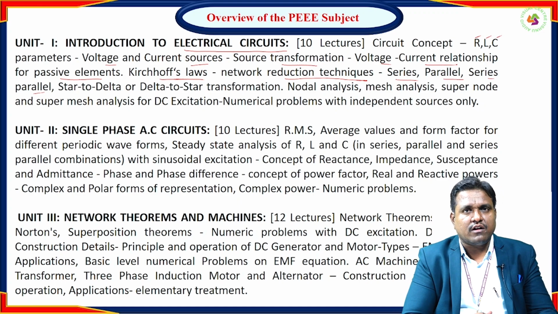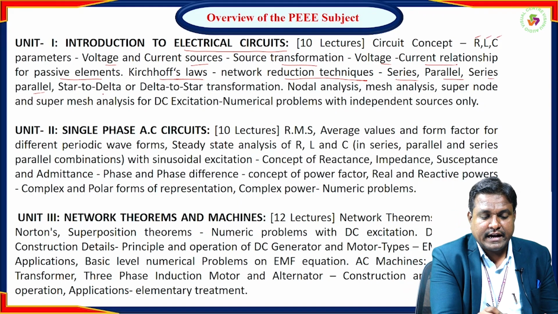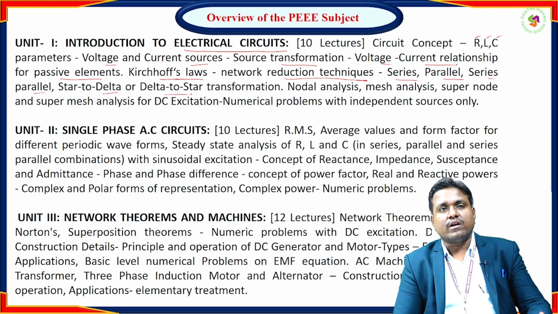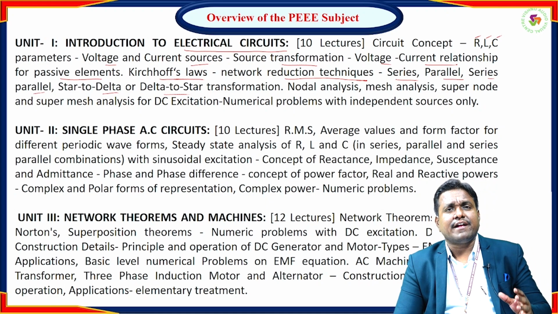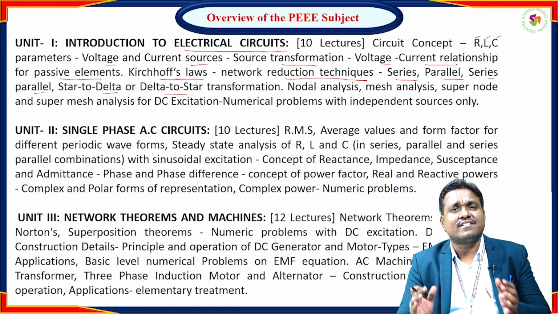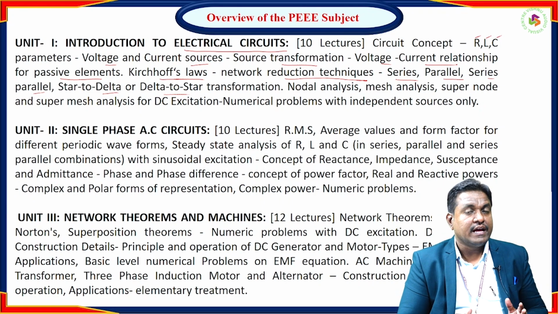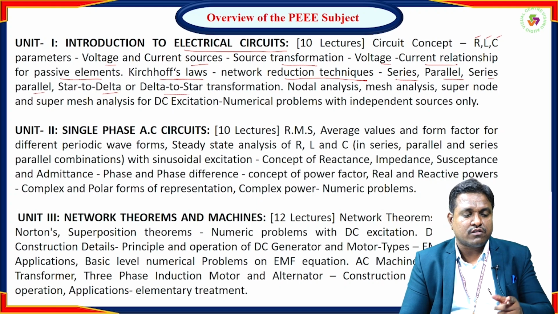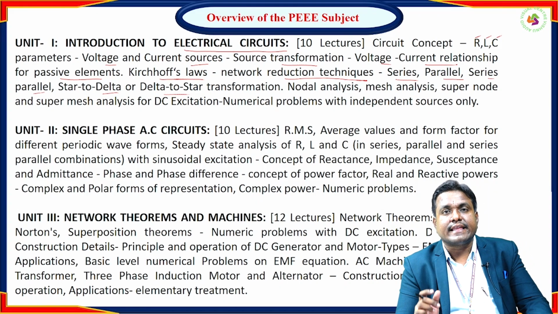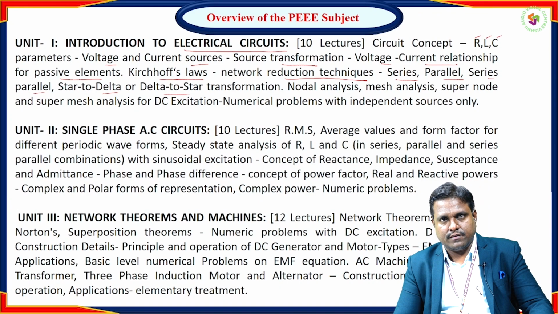And there is one more concept of star to delta and delta to star. The main objective of this concept is that there are some circuits which we cannot solve by using series and parallel combination. In order to reduce the circuit, we are going to use this concept of star to delta and delta to star transformation.